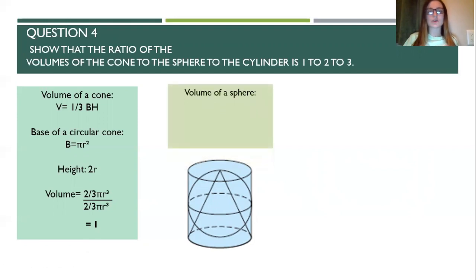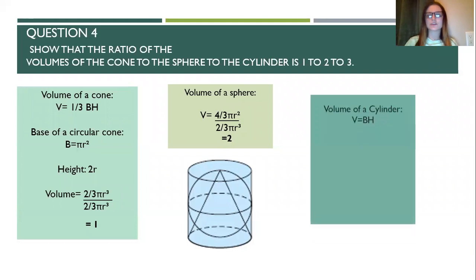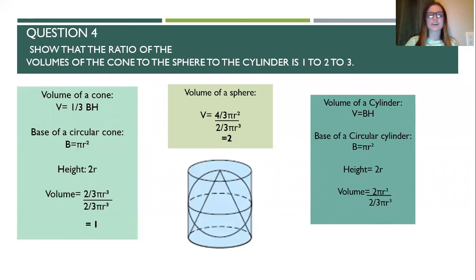And next, we have to know the volume of a sphere. So volume equals 4/3 pi radius cubed, and dividing by 2/3 pi radius cubed is equal to 2. And then we have to do the volume of a cylinder, which is volume equals base times height. The base of a circular cylinder is pi radius squared, and the height is 2r. So we would do 2 pi radius cubed over 2/3 pi radius cubed, which is equal to 3.